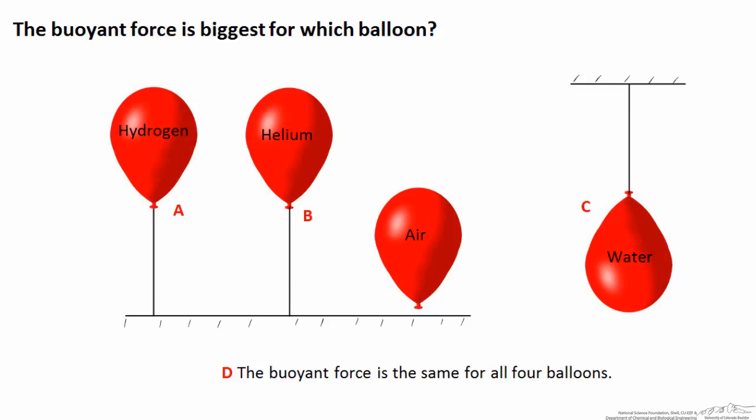Consider 4 balloons, one filled with hydrogen, one filled with helium, one filled with air, and one filled with water. The buoyant force is biggest for which balloon?